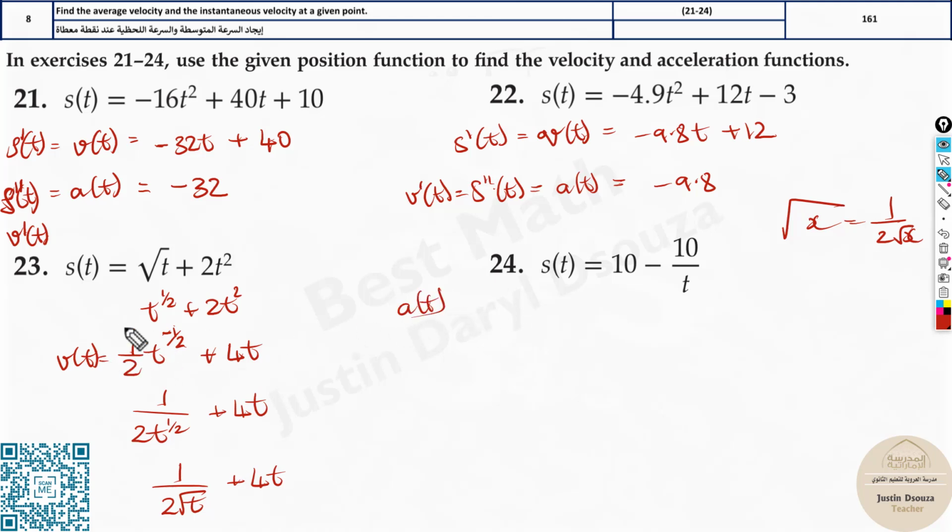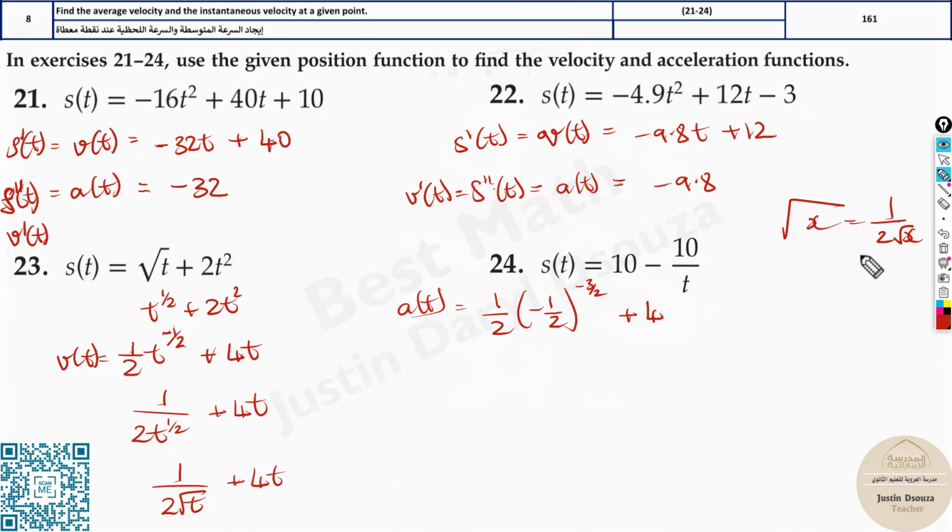Okay. So half is already there, and power half. I'll do it in steps. Half multiplied by minus half because this power comes down, and subtract 1 from the power. Negative 0.5 minus 1 is negative 1.5, or negative 3 by 2, because when you're subtracting with negative numbers, they just add up. Plus 4 times t is gone, it's just 1. So now this is the answer.